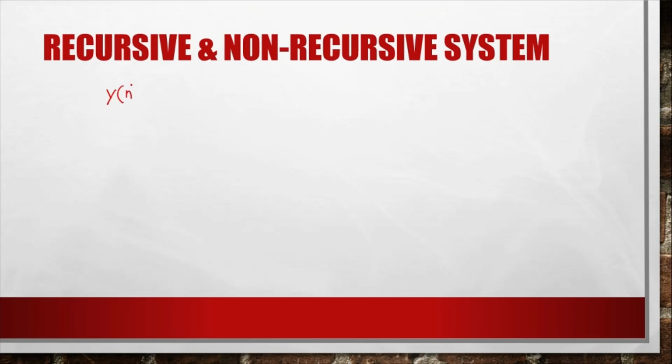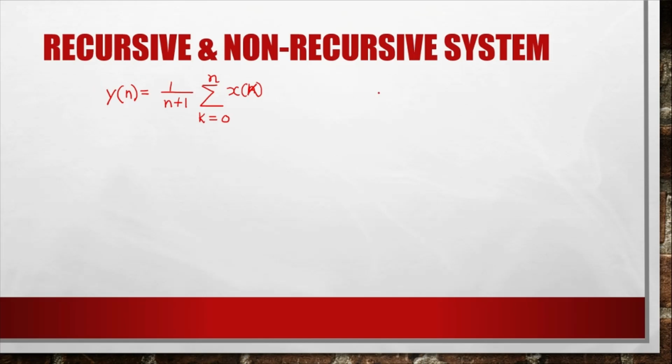Here the output y(n) is dependent on the input only. Sorry, it's x(k). It depends on the input only. Now, if the output is dependent on the input only, then this will be a non-recursive system. But we are able to write this expression differently.